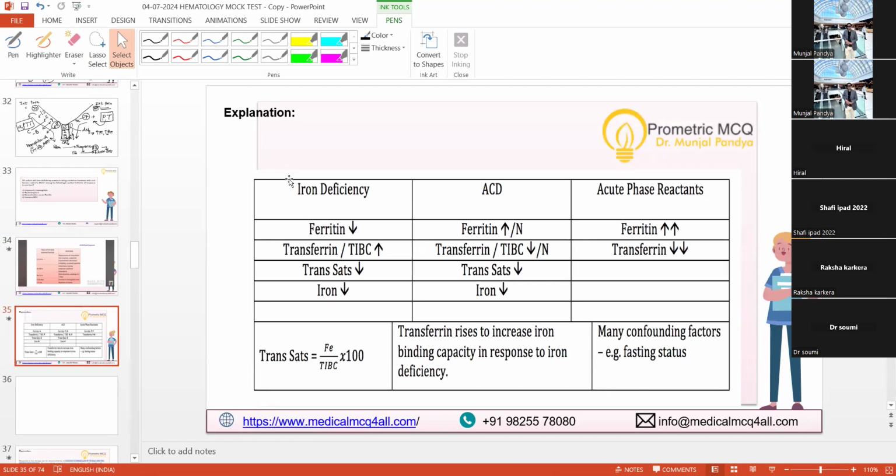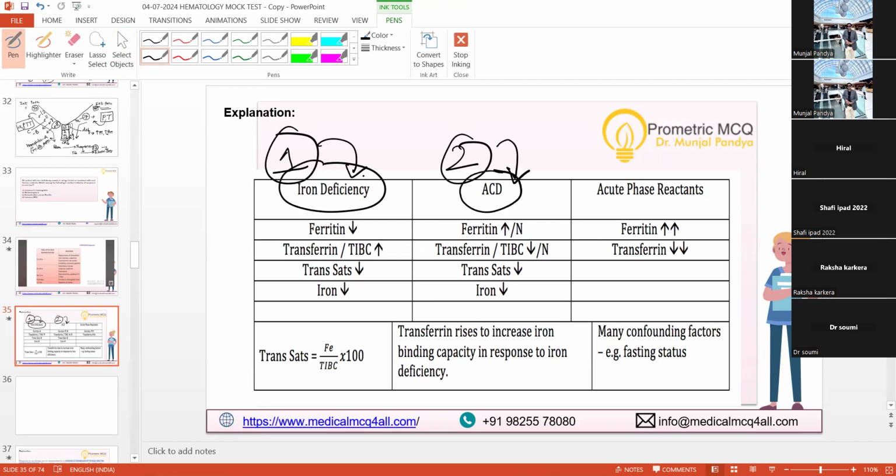Iron deficiency anemia is the most common, and the second most common in any country is anemia of chronic disease, ACD. This is the differentiating point: how you differentiate iron deficiency from anemia of chronic disease by iron profile.